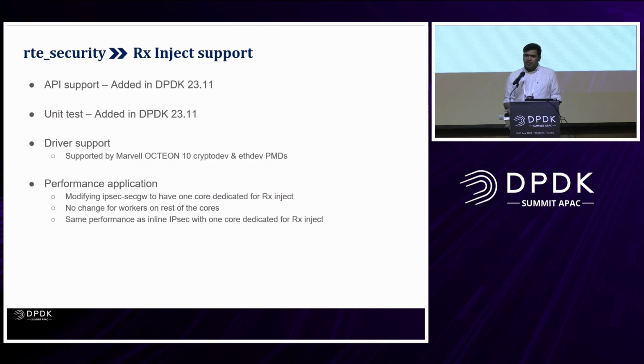The API was added in DPDK 23.11, and as part of the spec change, we also added a unit test. The unit test tests both Ethdev RX inject and Cryptodev RX inject with a bunch of combinations. Today it's supported with the Marvell Octeon 10 Cryptodev and Ethdev PMDs. As far as the performance application, we are modifying the IPsec gateway application to have one dedicated worker thread just for doing the re-injection, and what we are seeing is there is no change for the rest of the worker threads. We are able to get the same performance as inline IPsec by just dedicating one core for the re-injection.